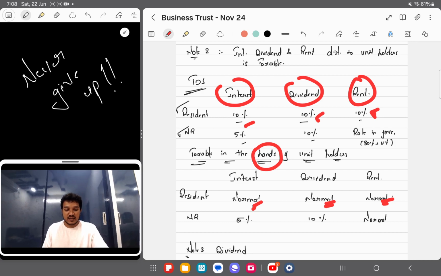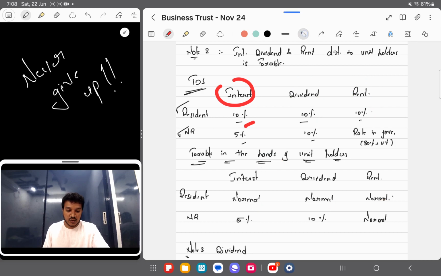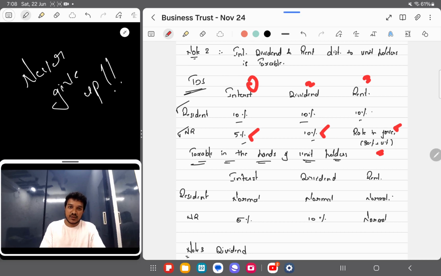Now let's see in case of a non-resident. One idea is you have to remember the sequence. First is interest, then dividend, and then the third one is rent. In case of non-resident, TDS is 5% in case of interest. In case of dividend it is 10%. In case of rent it is the rate in force. Normally as of now it is 30%. Since it is a non-resident, surcharge will also be included, so 30 plus 4%. So remember the sequence like this: interest, dividend, and rent. It keeps increasing: 5%, 10%, and 30%.